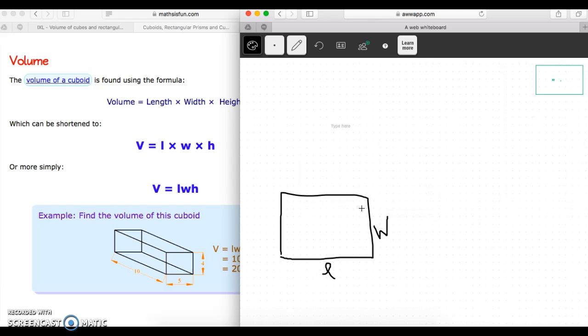So volume is for a three-dimensional shape. So area is the floor of our classroom. Volume is our entire classroom, including the walls, including the ceiling. It is all the space inside of our classroom.